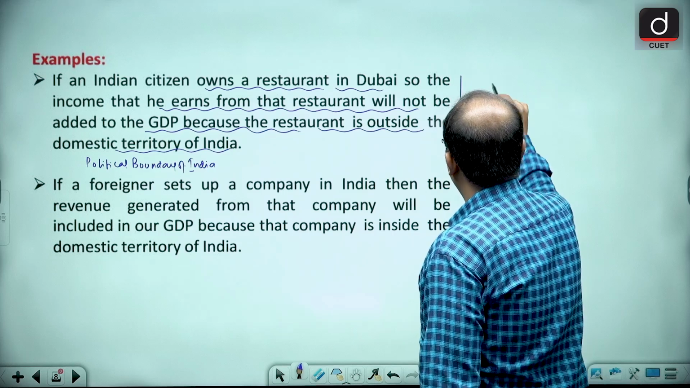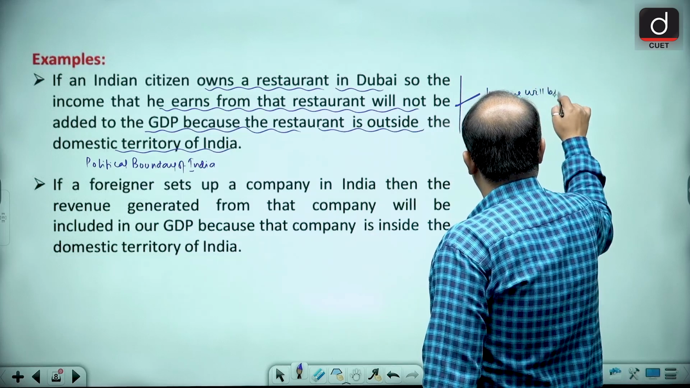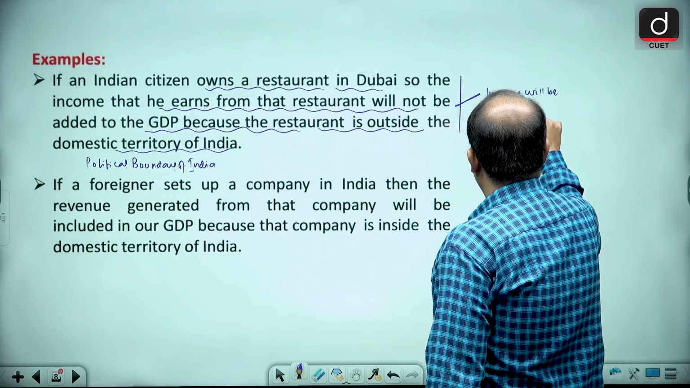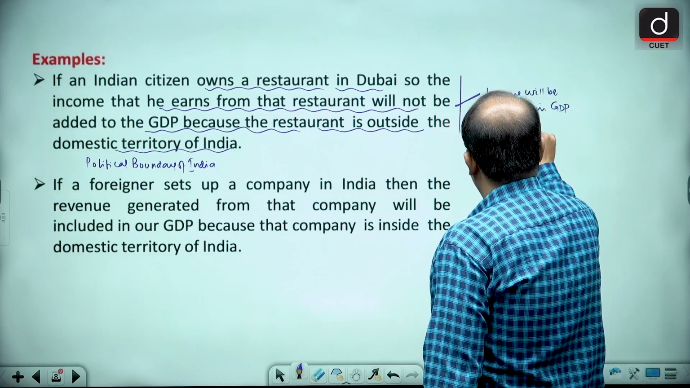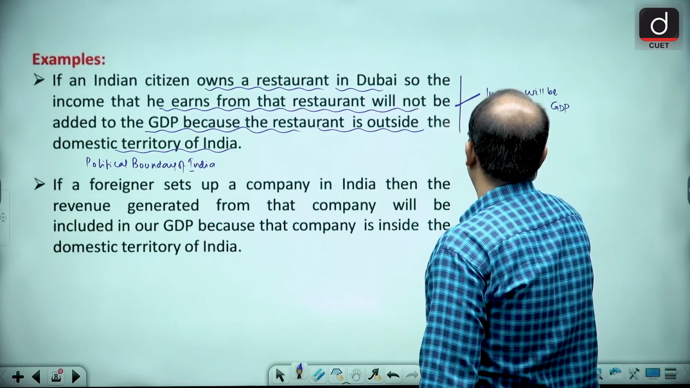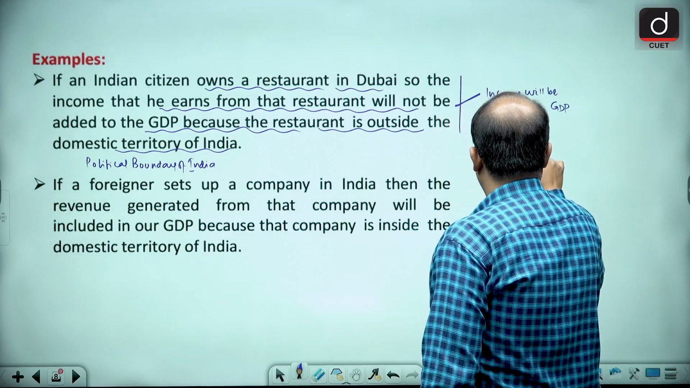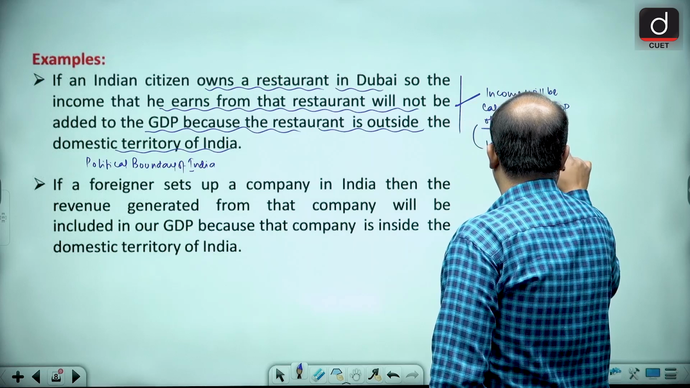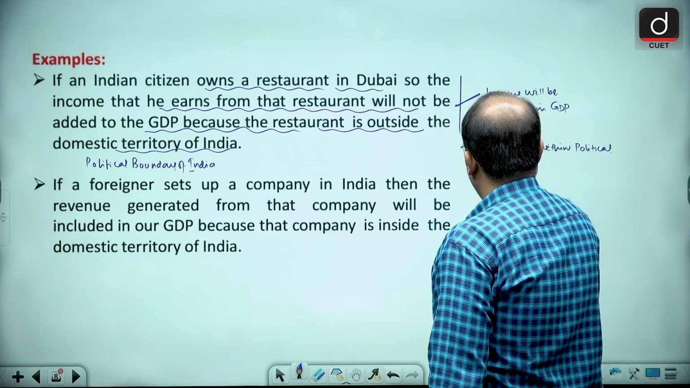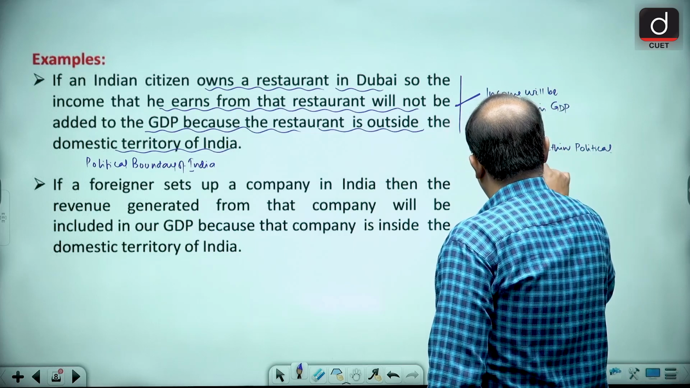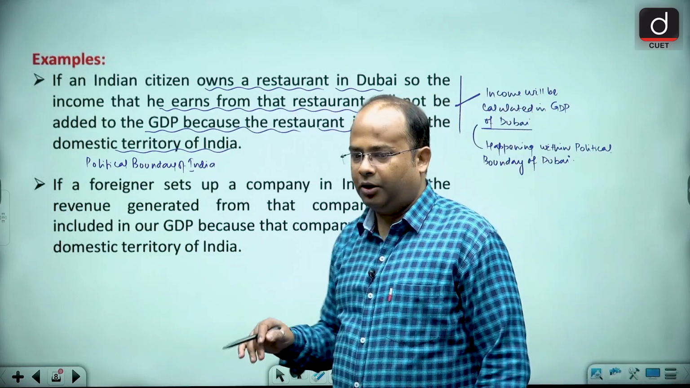So this income will be calculated in the GDP of Dubai, because it is happening within the political boundary of Dubai.